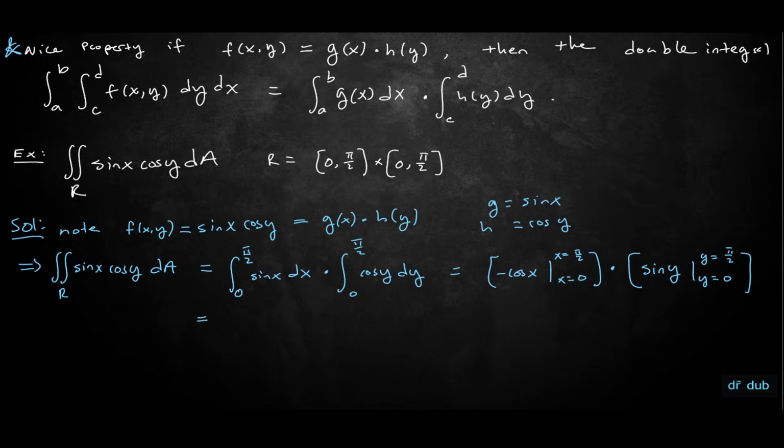And evaluating those, we get negative cosine of pi over 2, which is negative 0, minus negative cosine of 0, which is 1, times sine of pi over 2, which is 1, minus sine of 0, which is 0. So this is just 1 times 1, which is 1.